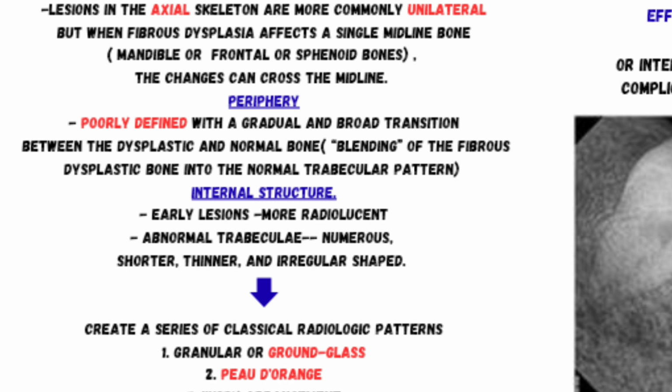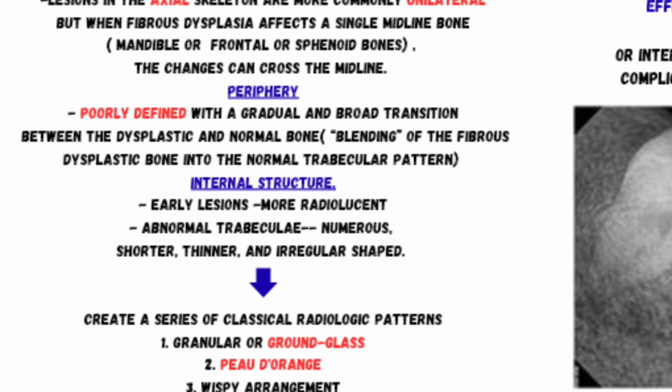Coming to the periphery. You have to describe the periphery of the lesion on the radiograph. It is poorly defined with a gradual and broad transition between the dysplastic and normal bone. This is called blending. It is the blending of the fibrous dysplastic bone into the normal trabecular pattern.